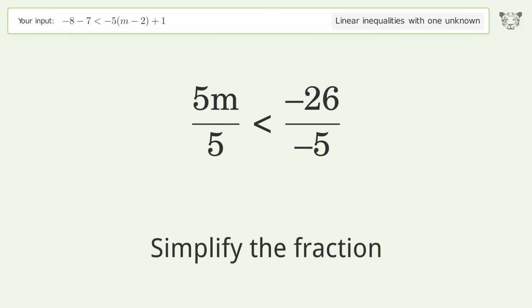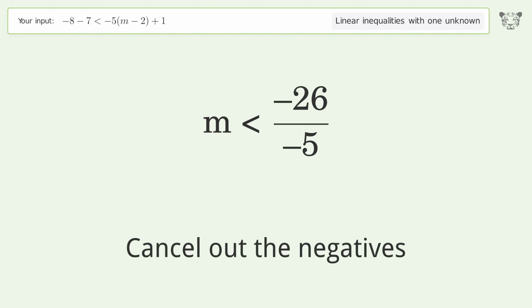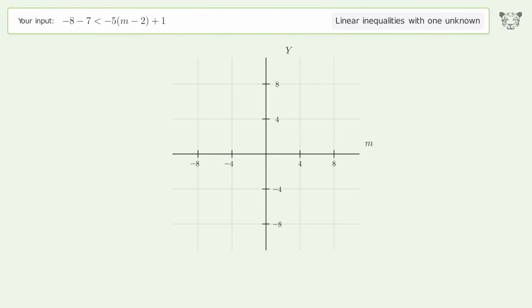Simplify the fraction. Cancel out the negatives. Plot the solution on a coordinate grid. And so the final result is m smaller than 26 over 5 smaller than 51 over 5.